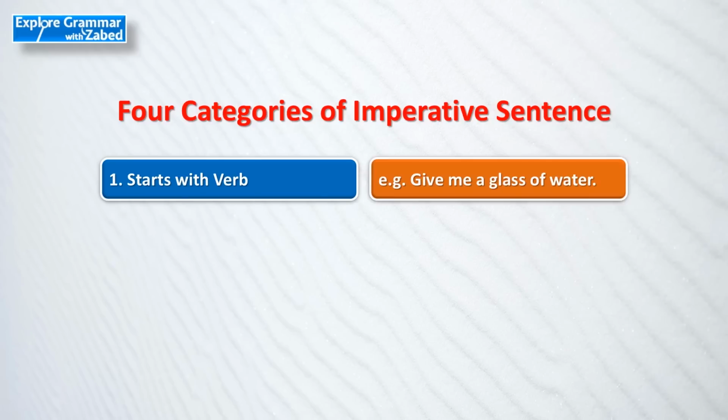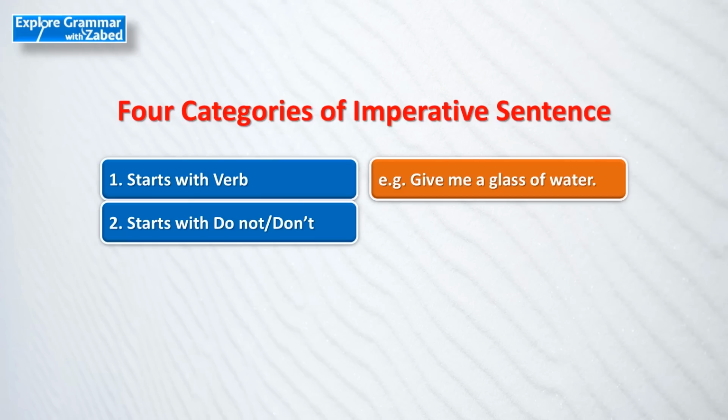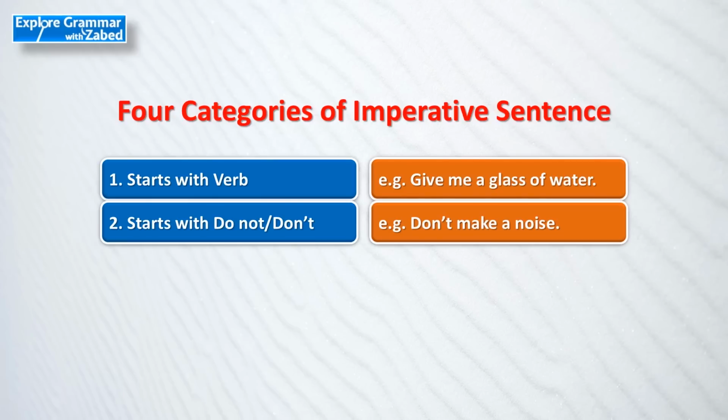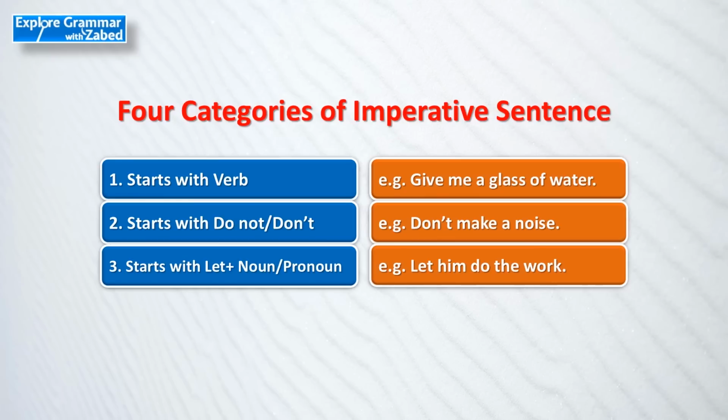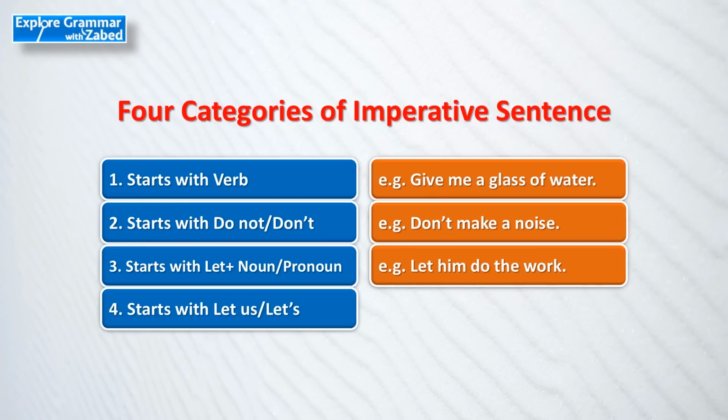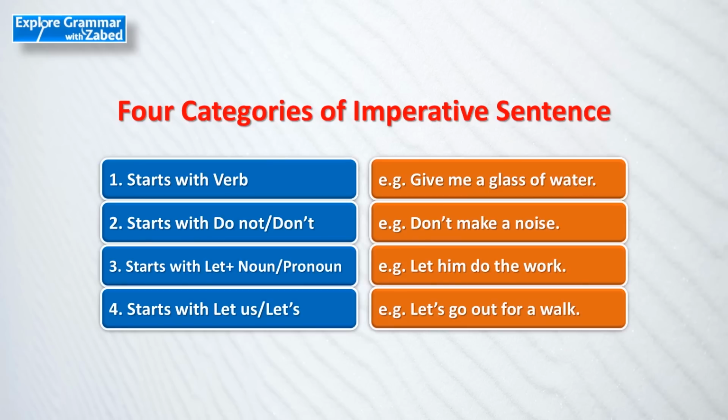It may start with a verb. As for example, give me a glass of water. Second category is it may start with don't, do not, or sometimes even never. For example, don't make a noise. Number 3, it starts with let plus noun or pronoun. For example, let him do the work. And the 4th category is it sometimes may start with let us or let's. As for example, let's go out for a walk. I will discuss the rules of converting these 4 categories from direct speech to indirect speech shortly.